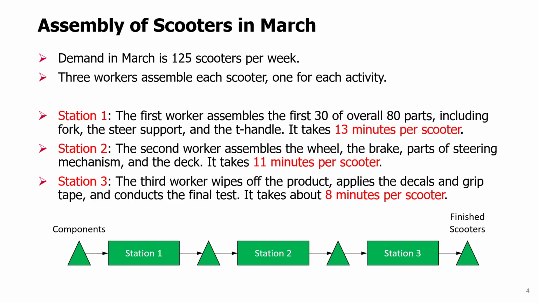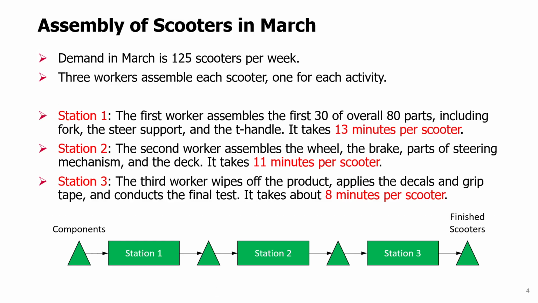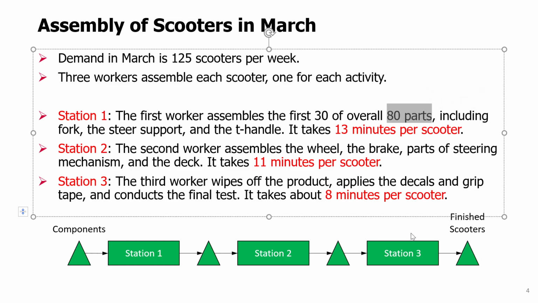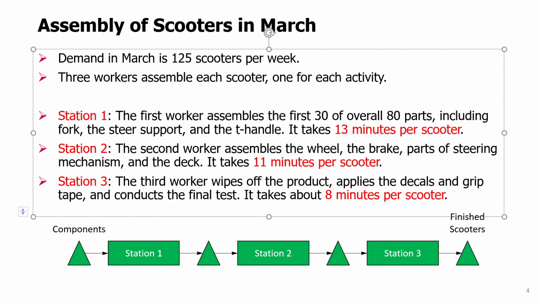So suppose this is now March. The company has demand for 125 scooters per week. Right, so they would like to produce 125 scooters per week, not more. They decided to assign 3 workers and have an assembly line system to produce the scooters. And the way they divided the activities, right, there are something like 80 parts that they need to attach, and so they divided the work into station 1.